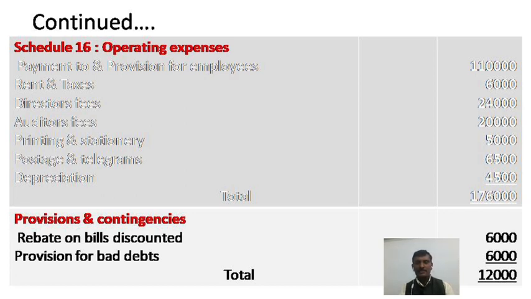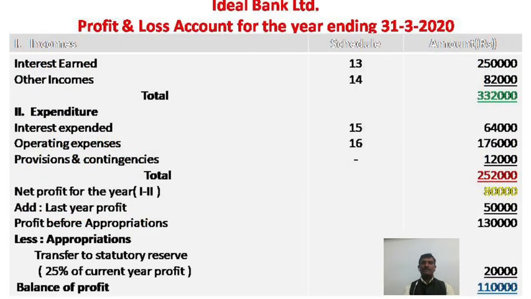Then the last important note is regarding provisions and contingencies. We have two important items related to this, and these two items are given in the adjustment. Rebate on bills discounted is rupees 6,000, provision for bad debts is rupees 6,000, and the total is 12,000. Based on these schedules, we have to prepare first of all the profit and loss account. At the top we have to write the name of the bank, and below that, profit and loss account for the year ending 31st March 2020.